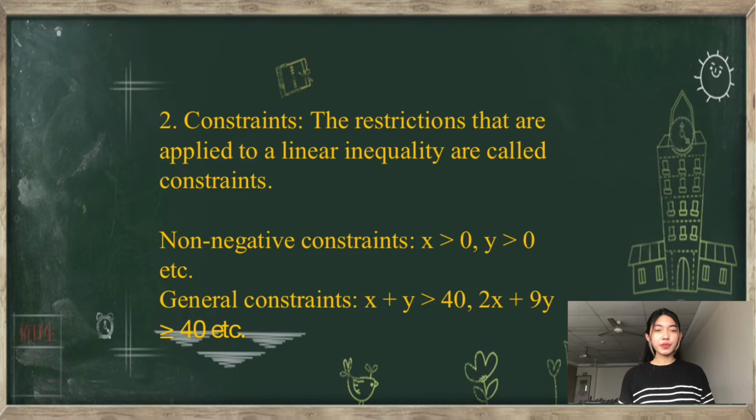The second term is the constraints. The constraints are the restrictions that are applied to a linear inequality. There are non-negative constraints, which are x greater than or equal to 0 and y greater than or equal to 0, and general constraints, such as x plus y is greater than 40.